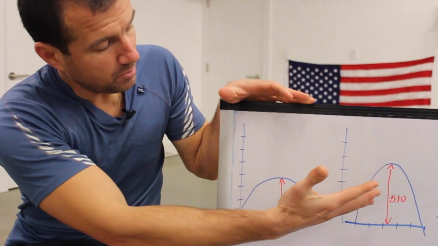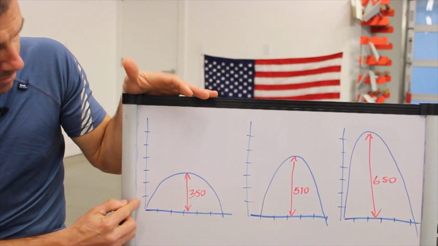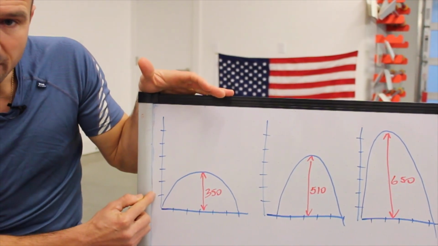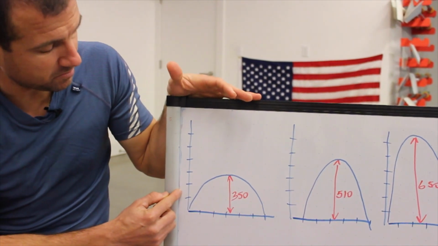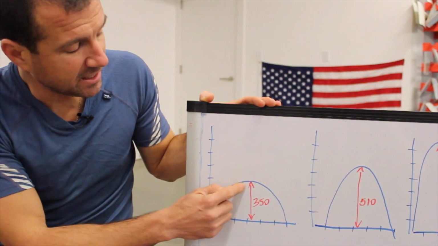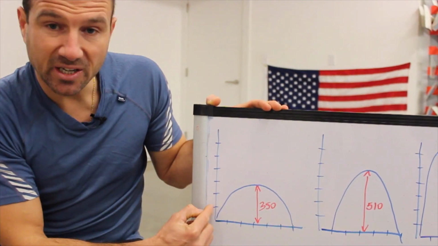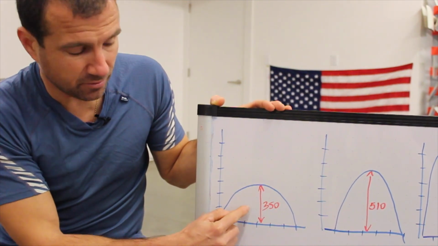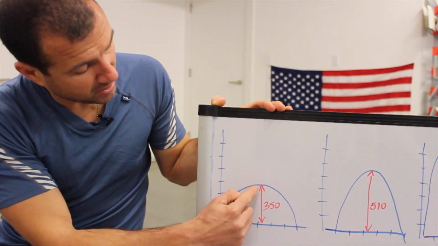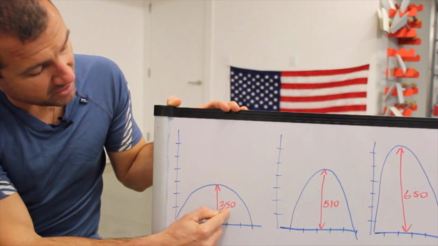Here we have three power curves, three examples. First thing important you need to remember, the vertical axis is force in newtons. So when we're talking about peak force, we're talking about the highest point of the power curve on the vertical axis. In this first curve, you see that the highest point is not as high as on the second and the third one, and is 350 newtons.